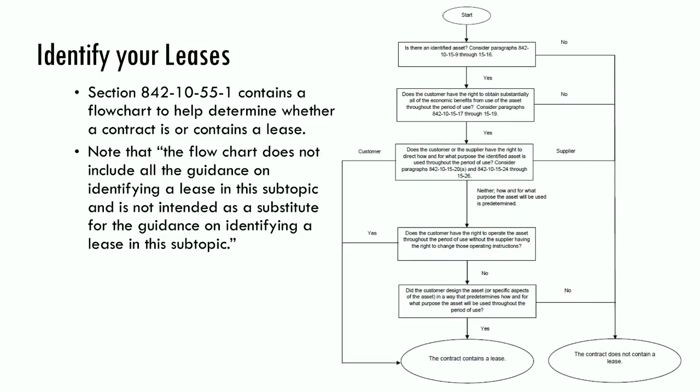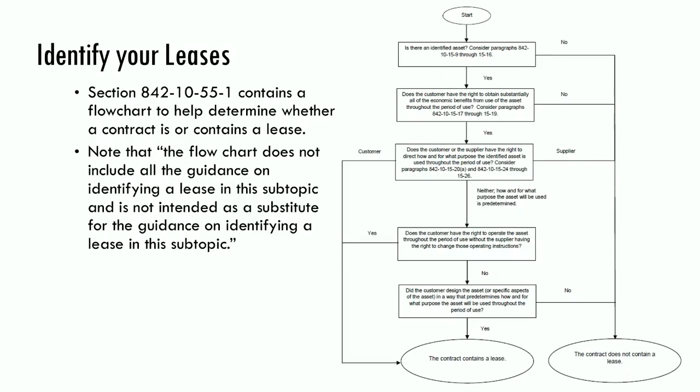Is the right to direct the use of the asset provided by the customer or by the supplier? If it's the supplier, again, you don't have a lease. If it's the customer, then you do. If it's neither one, you keep going down. Does the customer have the right to operate the asset throughout the period without the supplier having the right to change those operating instructions?